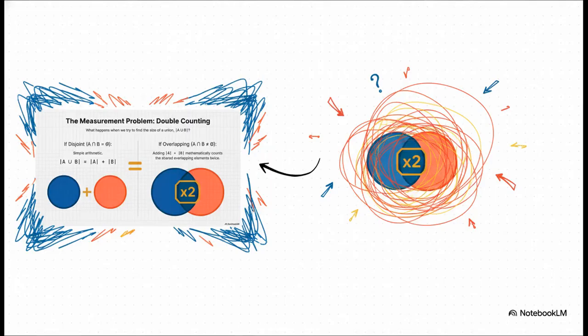Here it is. This is the trap. If we want to find the size, the cardinality, of the union of A and B, our first instinct is probably just to add the size of A to the size of B. But just look at that diagram on the right. If those sets overlap at all, we've just counted every single element in that intersection twice. Our measurement is completely wrong.